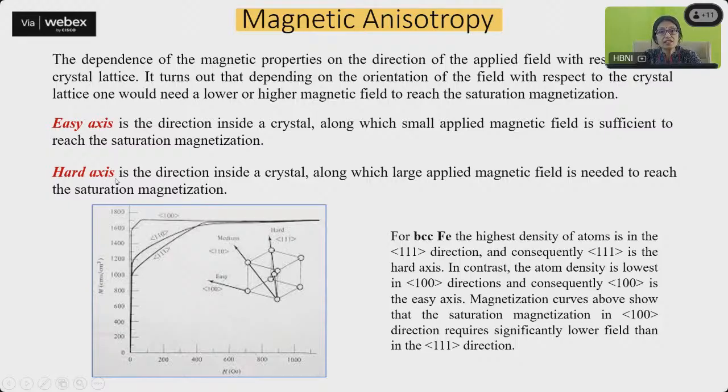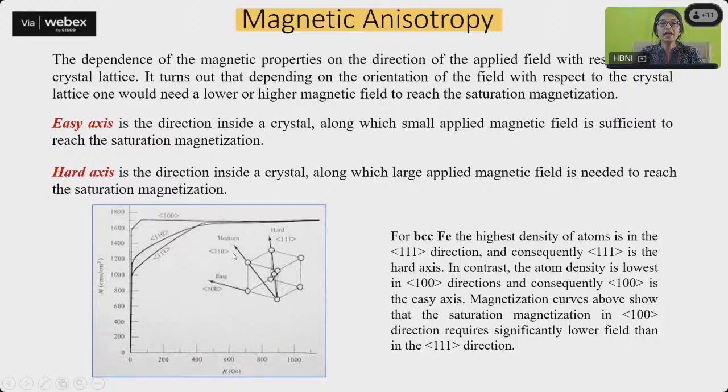Whereas the hard axis is that direction inside a crystal along which a large applied magnetic field is needed to reach the saturation magnetization. So to understand this, please look into this body-centered cubic iron. It has the highest density of atoms in the 111 direction. As you see over here, all the atoms are lying in the 111 direction. That is, more atoms are lying in the 111 direction. And the atom density is going to be lowest in the 100 direction. So whenever you are having more atoms along that particular line, that becomes a very hard axis.